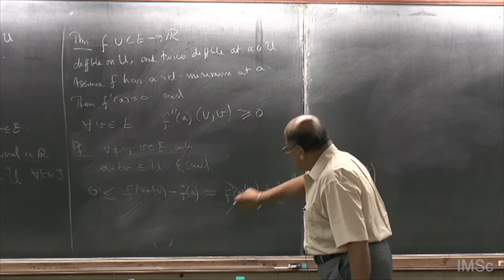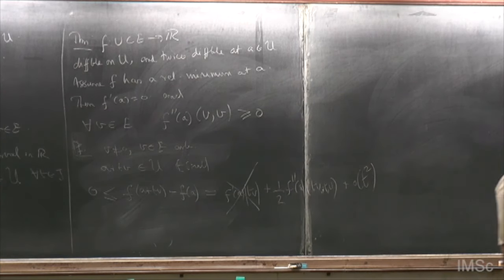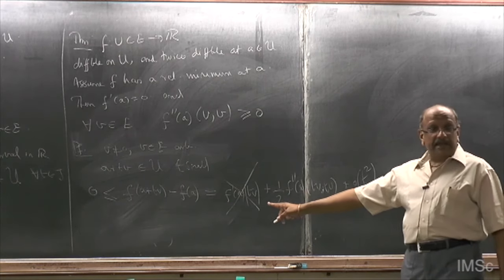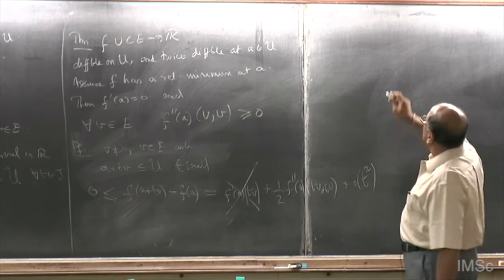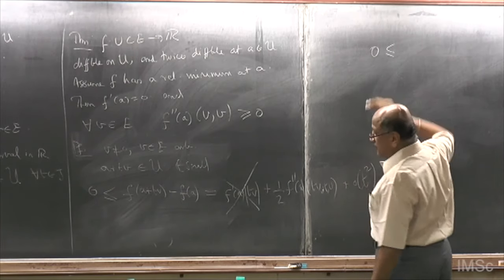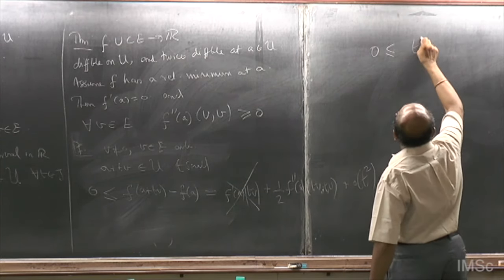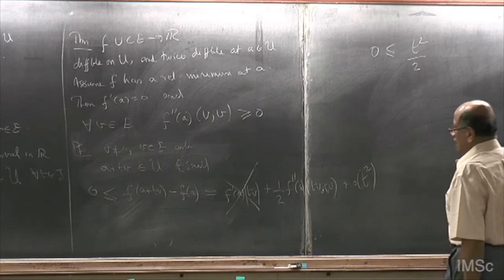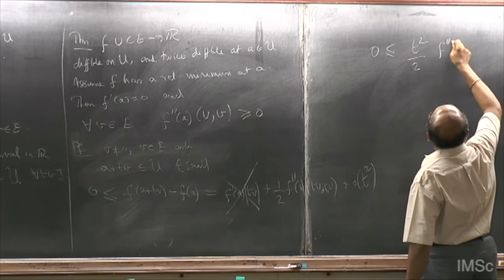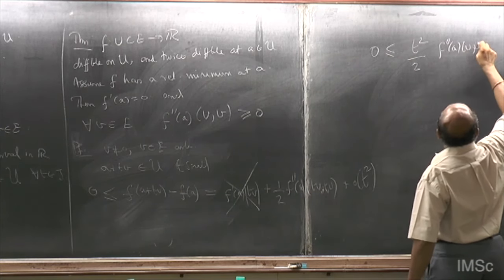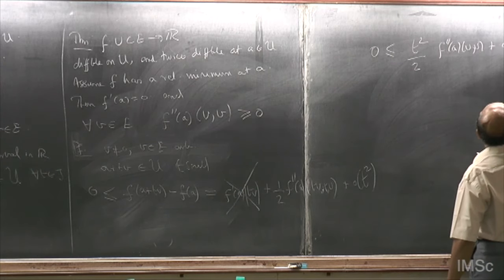Well, f dashed of A is 0. So, this term goes away. This is a bilinear form, so I can pull out the t. Okay. So, 0 is less than or equal to t square by 2 f double dash A v v plus little o of t square.